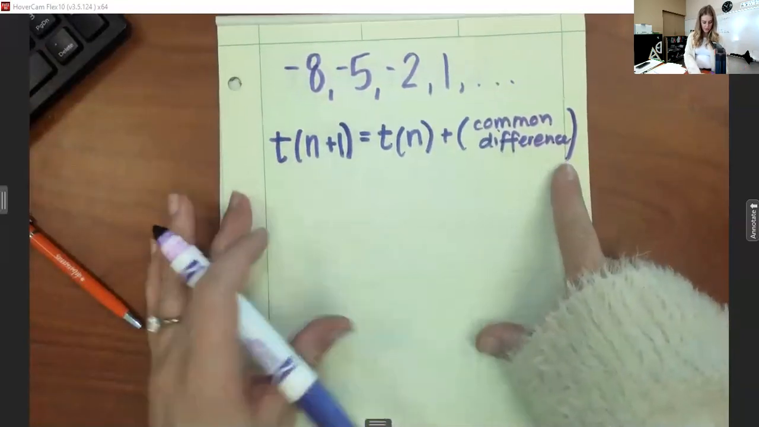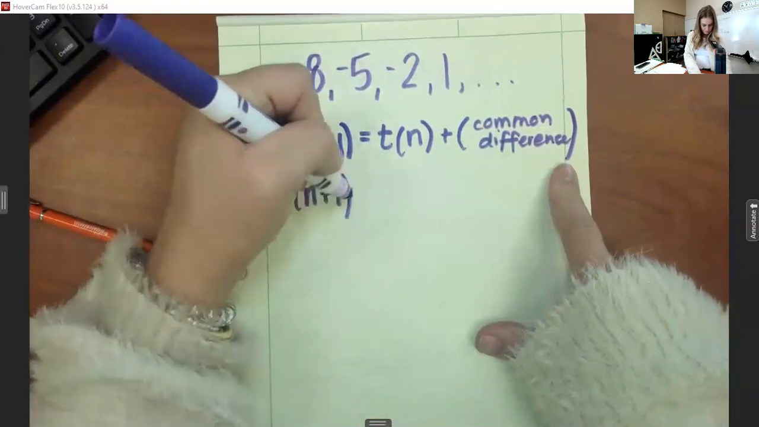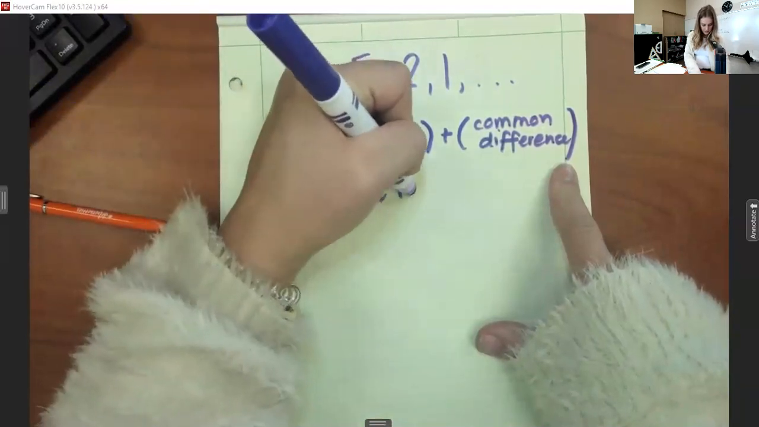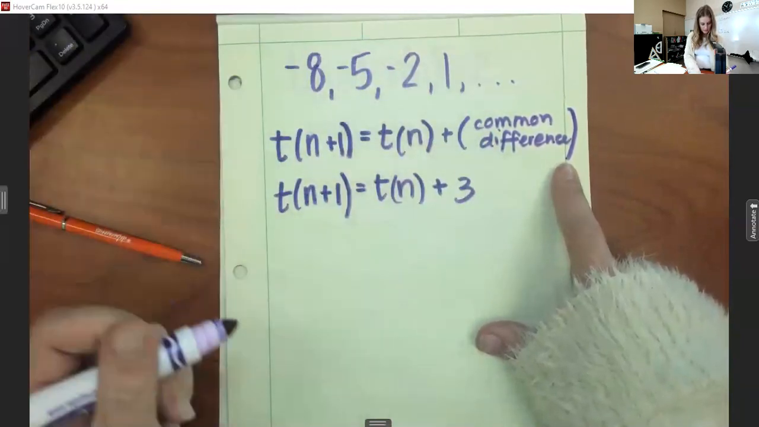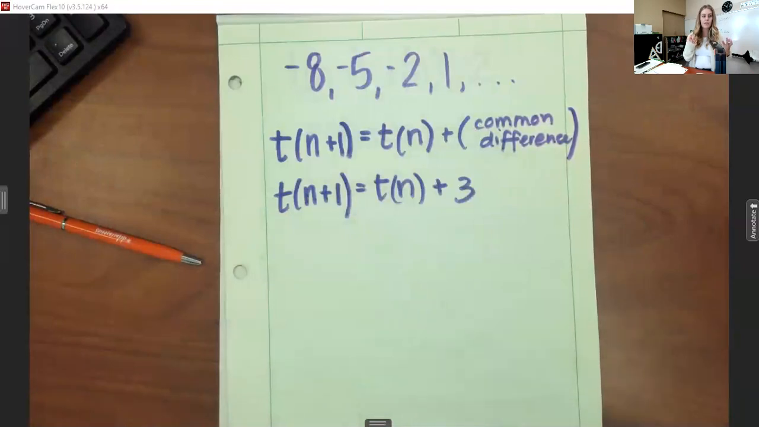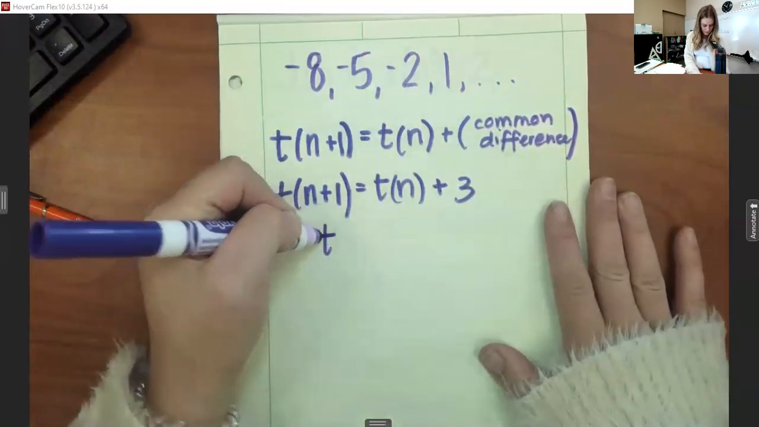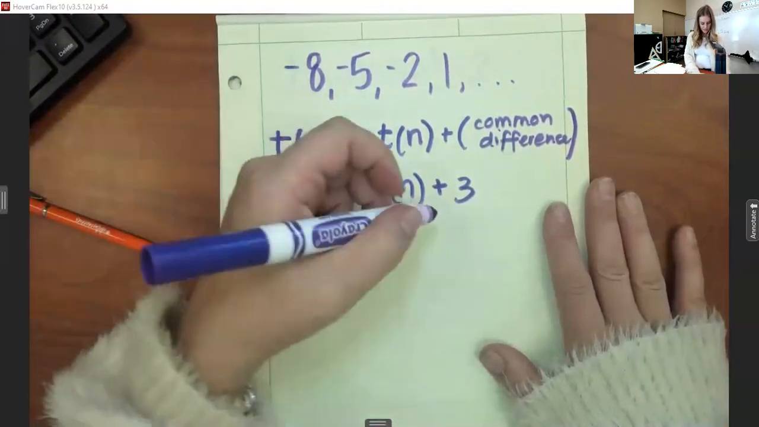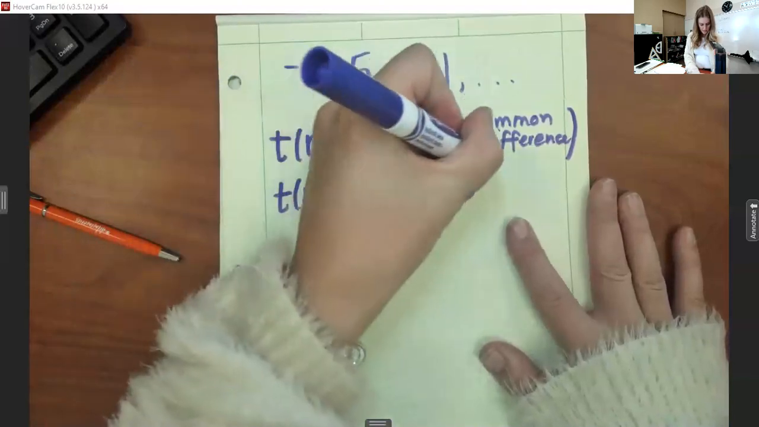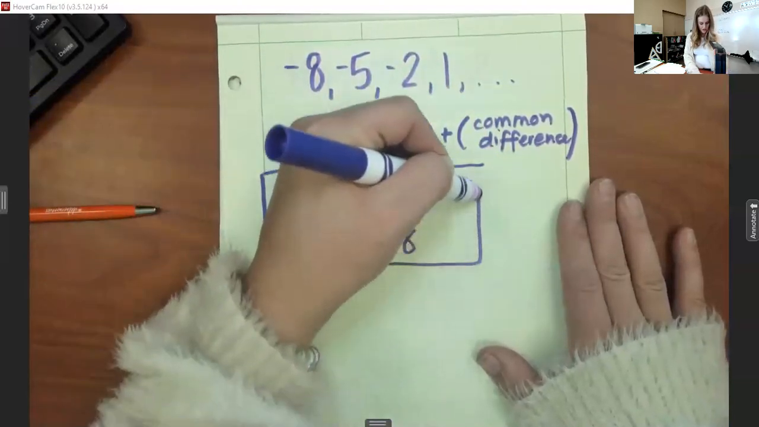So let's fill out what we know here. Okay, we know we have t of n plus 1, and it's equal to t of n, and then the common difference in this is plus 3. And then you have to give me something about the sequence. I like to tell you what the first term is. So let's tell everyone what the first term is. T of 1 equals what? It equals -8. And this is a recursive equation.